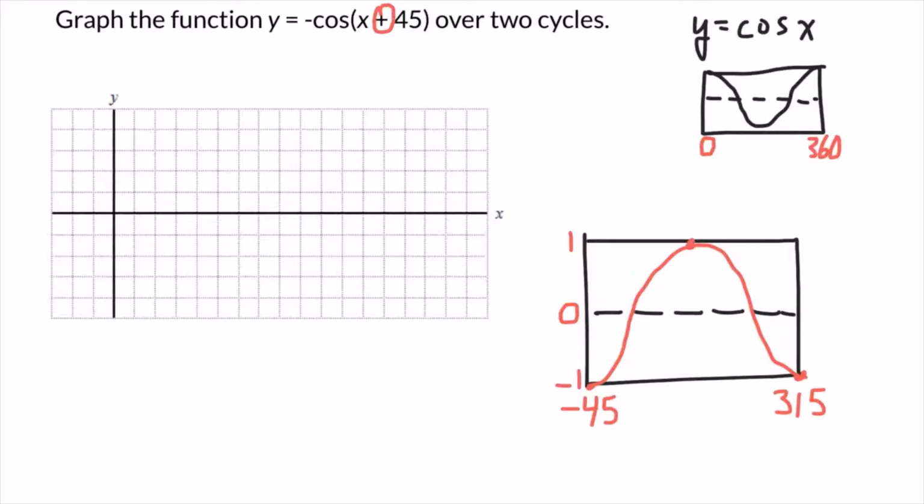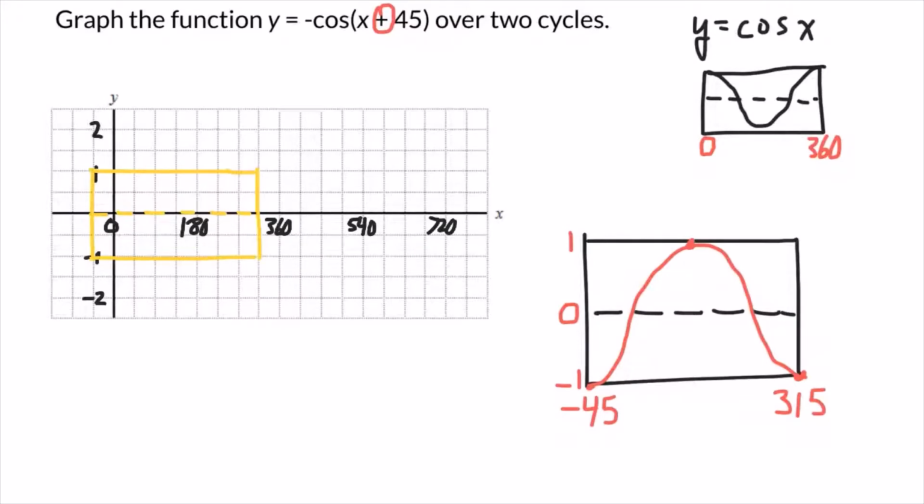So to graph this, I need to start by making an appropriate scale. So on the x-axis, I'm making every square 45 degrees. I did that because I know I'm going to shift by 45 degrees to the left, so it just makes it easier. When I draw my box, I've got the maximum is 1, the minimum is -1. I'm starting at -45 on the left and ending at 315 on the right. So there's my box for one cycle.